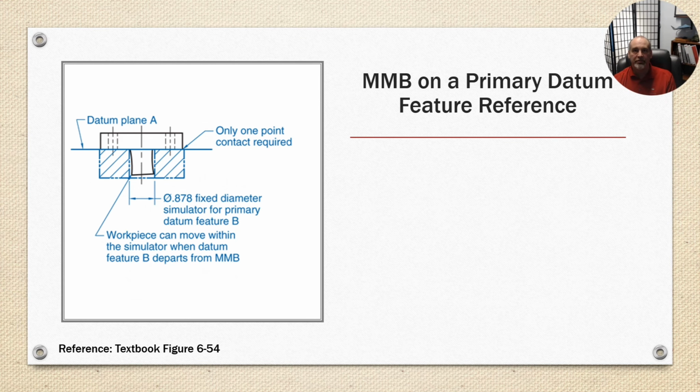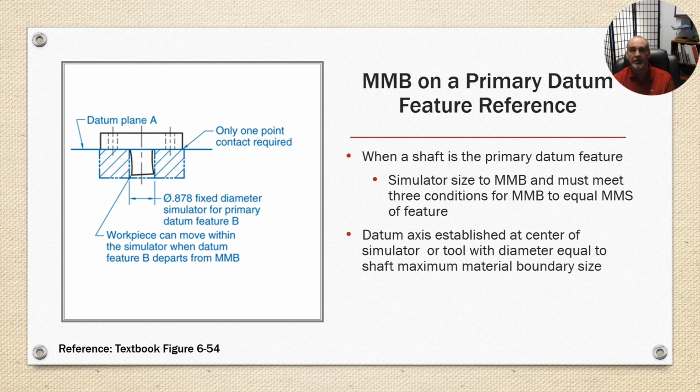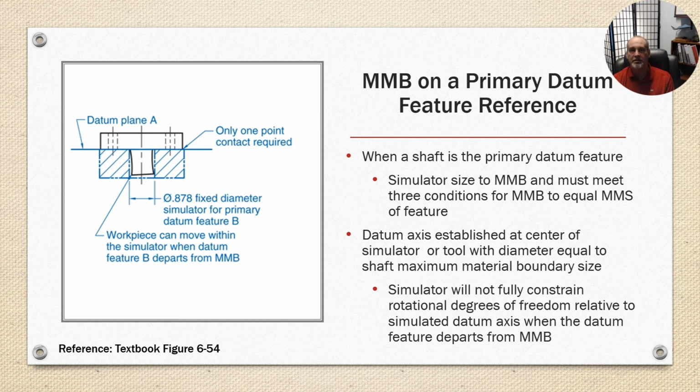MMB on primary datum feature references. When a shaft is the primary datum feature, the simulator size to the MMB must meet the 3 conditions for MMB to equal MMS of the feature, or maximum material size. The datum axis is established at the center of the simulator or tool with a diameter equal to the shaft maximum material boundary size. And the simulator will not fully constrain rotational degrees of freedom relative to the simulated datum axis when the datum feature departs from maximum material boundary.